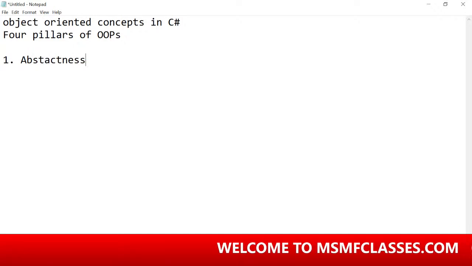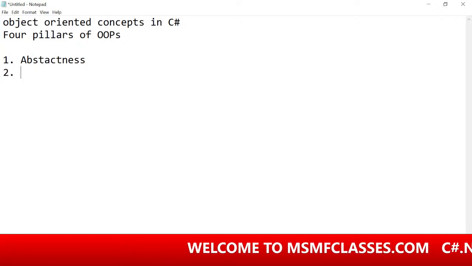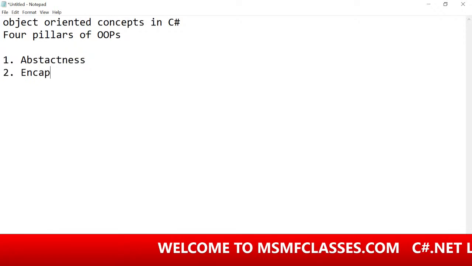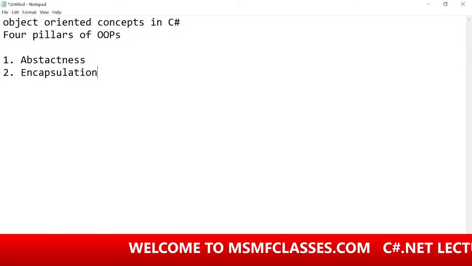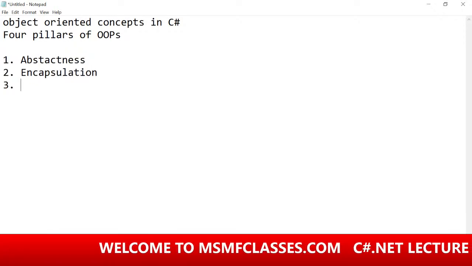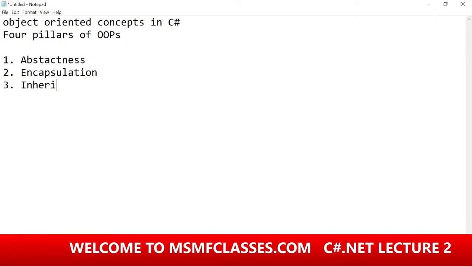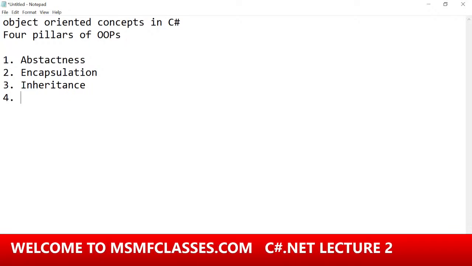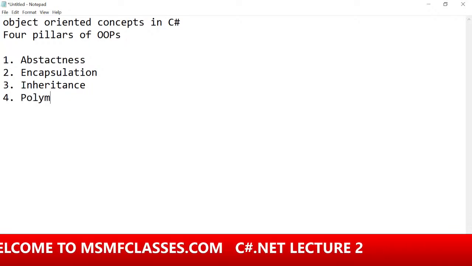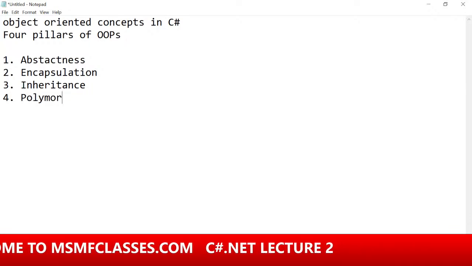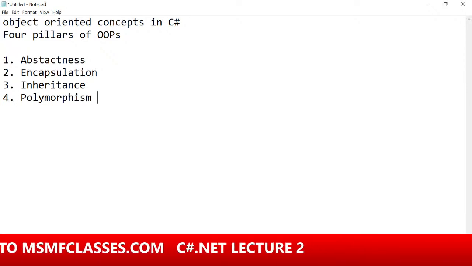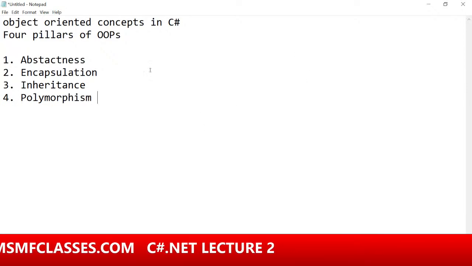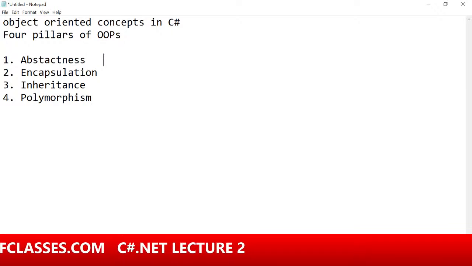One is abstractness. Second is encapsulation. Third is inheritance. Fourth one is polymorphism. Okay, I will explain you one after another.